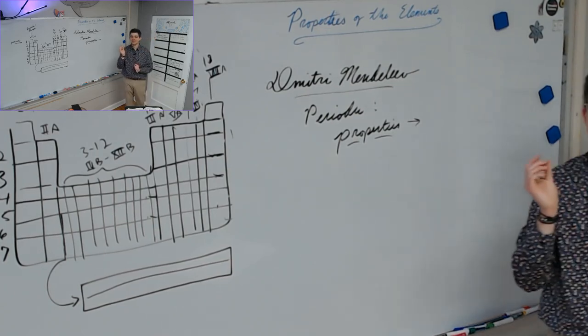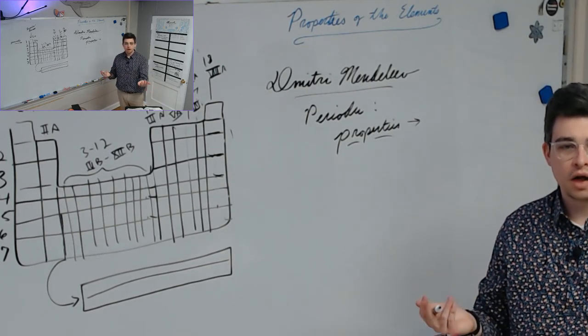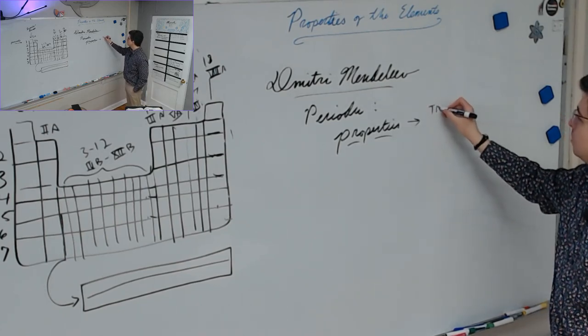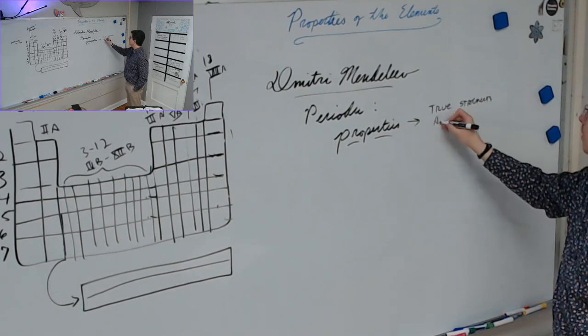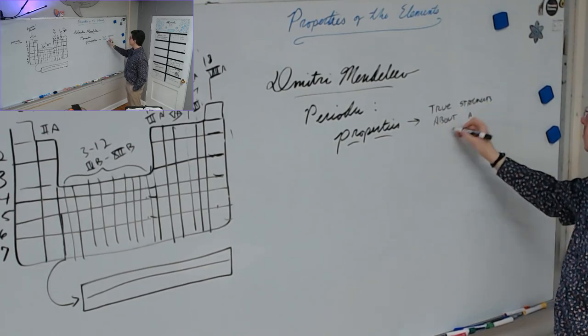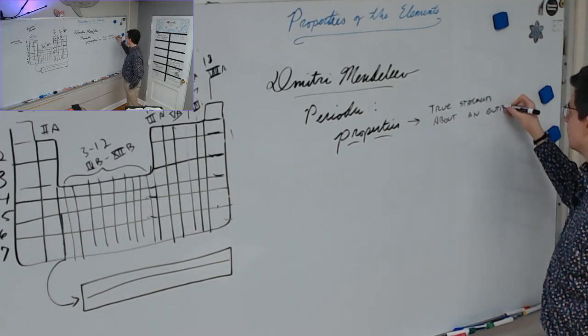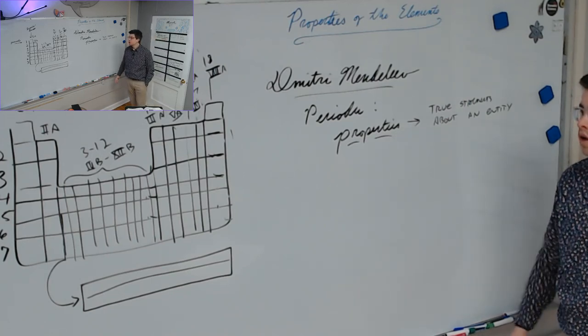Great, Kesslyn. Thanks. Okay, so properties are things about that element. They are true statements about an entity. That makes it sound very scientific. An entity is just a thing. Something. So what are some properties of the elements?